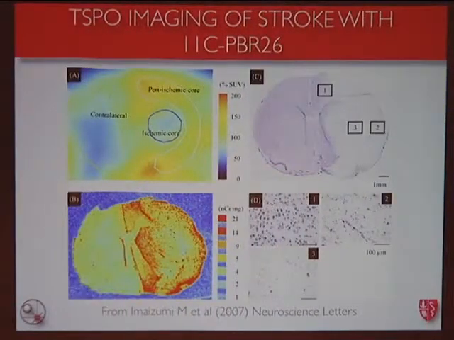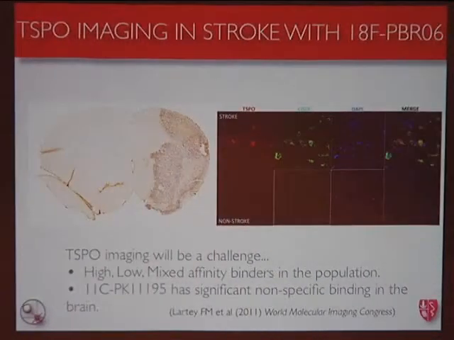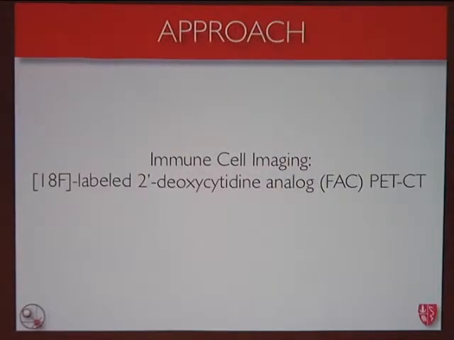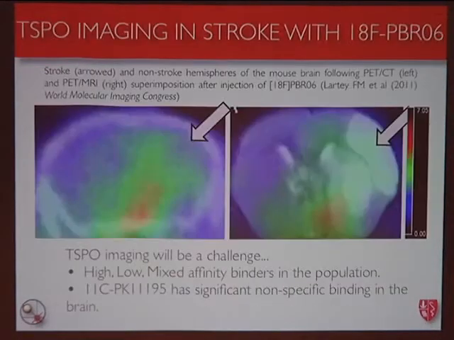We do a little bit of TSPO imaging, which is another way to look at activated microglial cells. This is an infarct model, and we're seeing increased uptake there. Again, since I only had a few minutes... Sorry. Yeah. Which ligand is this? This one is PBR06, which is being renamed as FBR.